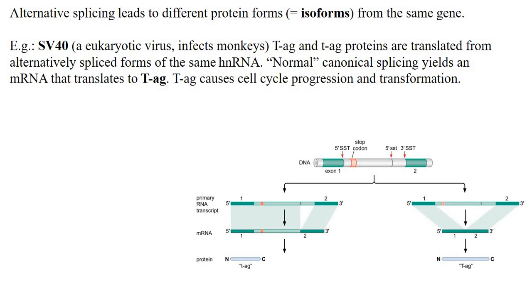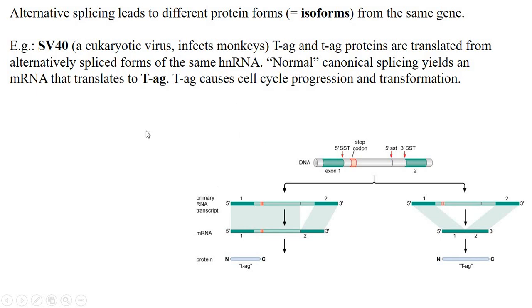So these proteins are fairly similar, but not exactly similar, because they either lack a portion or they have an additional sequence of additional amino acids because of those additional introns or portion of the intron. So here's a good example of alternative splicing.